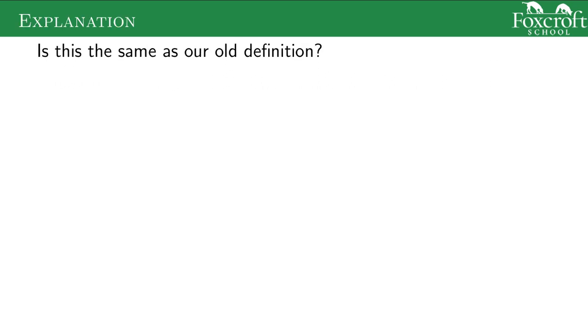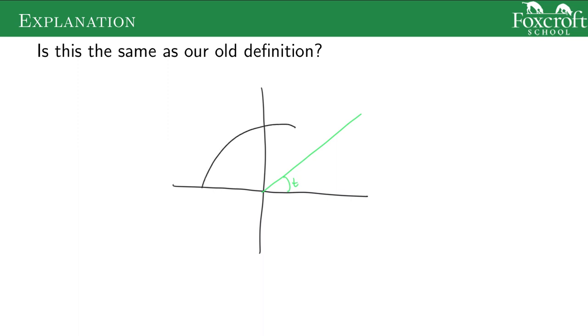So is this actually the same as our old definition? Well, let's look at what we could do. Let's look at an actual angle that could be in a right triangle. Let's say we had our angle here. So this is our angle T. We have our unit circle. And we know sine and cosine is going to be this point there.